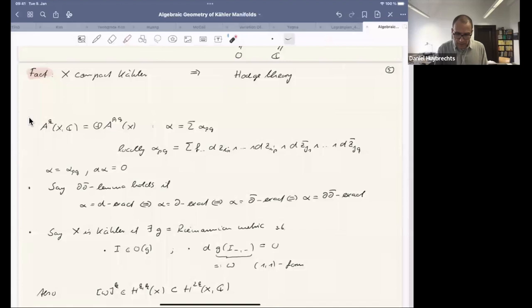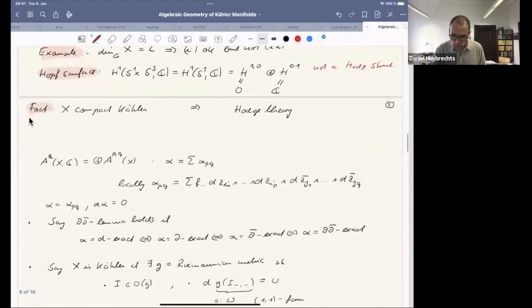So that means I have these two, one and two Hodge. In fact, I need something much less, but it's a different flavor. If I have a compact Kähler manifold, there's the so-called del del bar lemma. This holds, and it's enough to assume the del del bar lemma holds to have Hodge theory at our disposal.